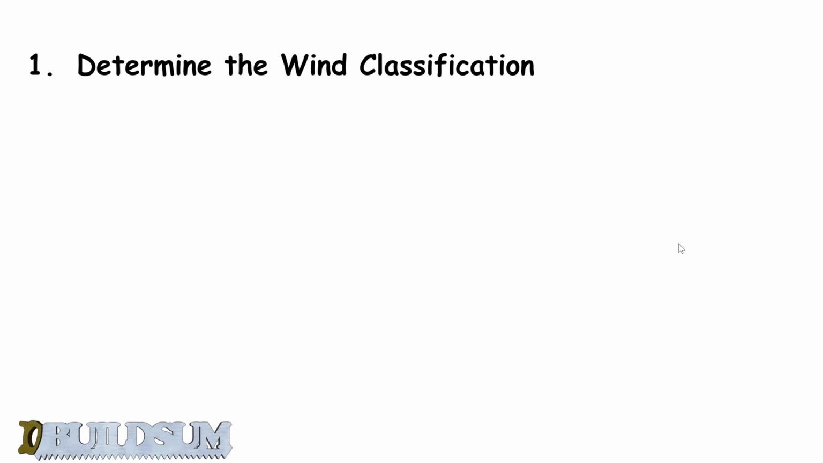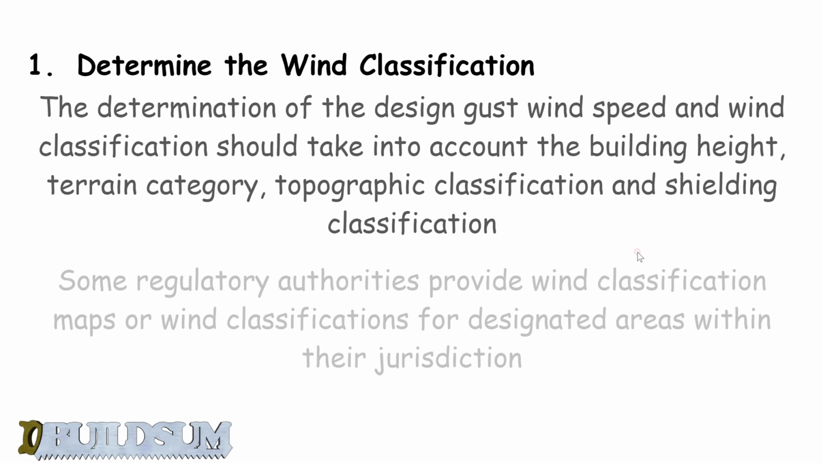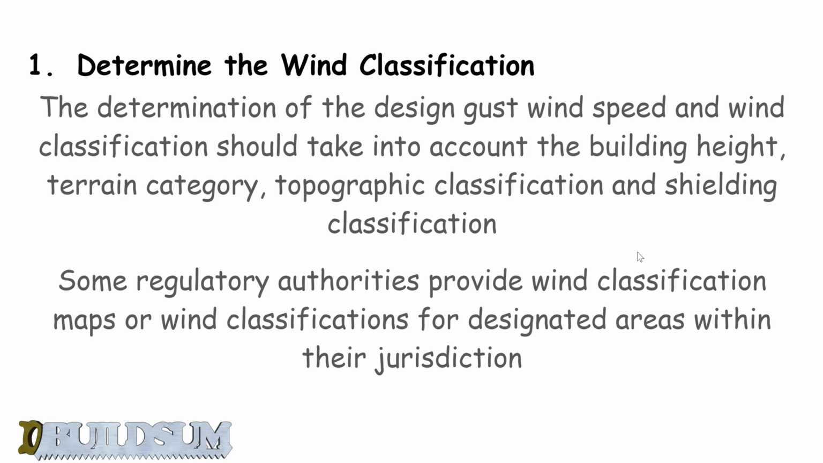So to determine the wind classification, the wind classification or the designed gust wind speed should take into account the building height, the terrain category, the topographic classification, and the shielding classification. Now, there's heaps of regulatory authorities, your council and your private certifiers. They may provide you with information. They could give you a map to work it out, or you can get them off a lot of websites. A lot of shed building companies have those for general information, and I'll put a link in the description shortly for one of those so you can have a look.